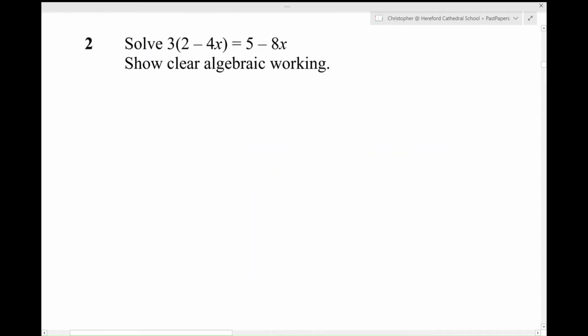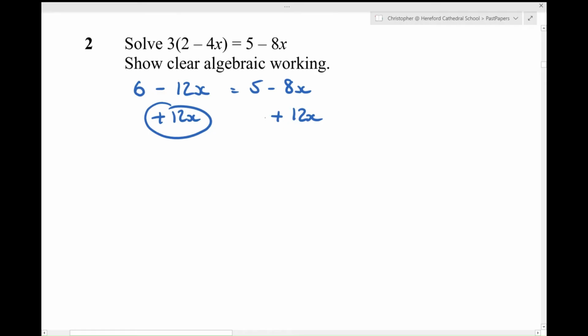Question 2, I need to solve this equation. I'm going to start by multiplying out the left-hand side. 3 2s are 6, minus 3 4s gives me minus 12x. Copy down the right. Now this is an equation with unknowns on both sides. See which side has the least x's and get rid of them. The left-hand side has minus 12x, that's the least x's. And to get rid of minus 12x, I'm going to add 12x to both sides.